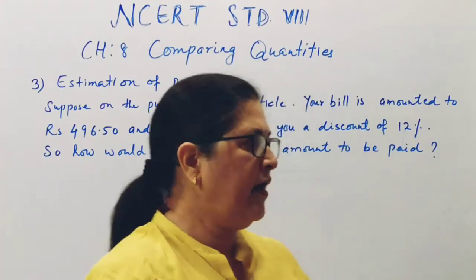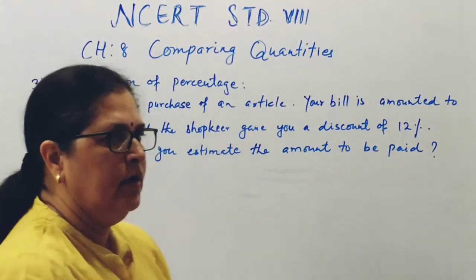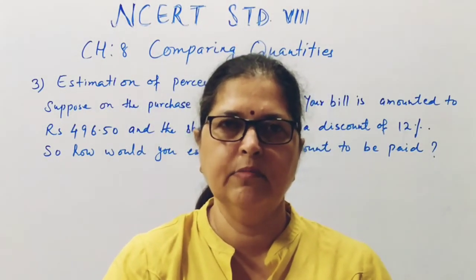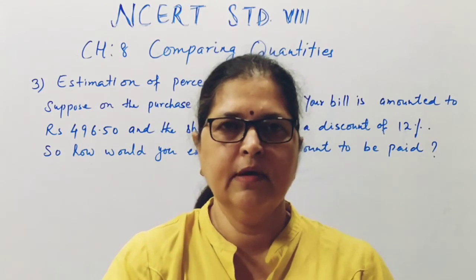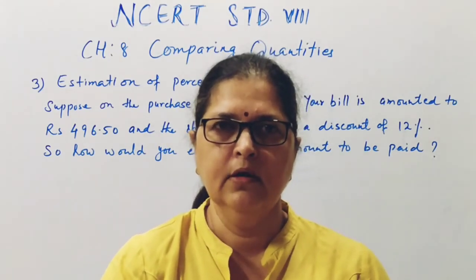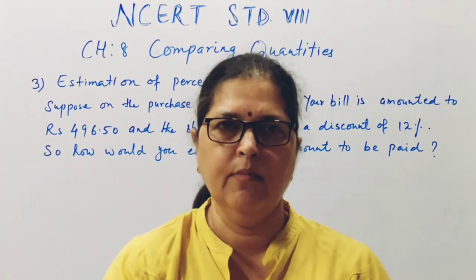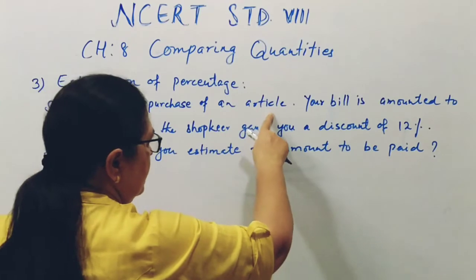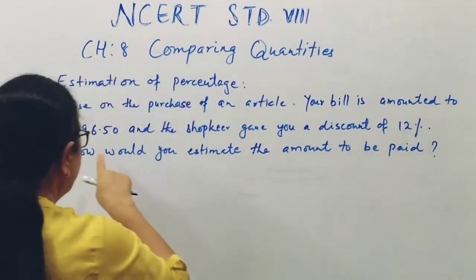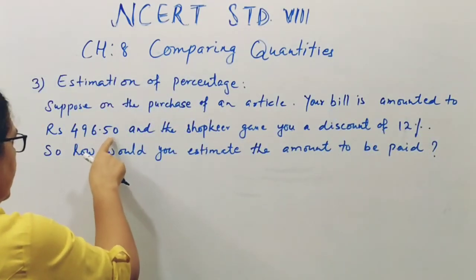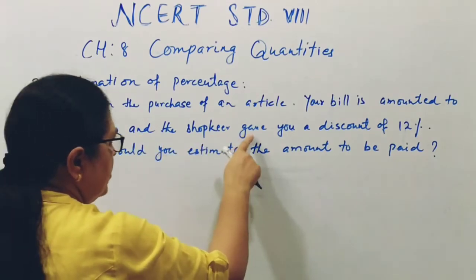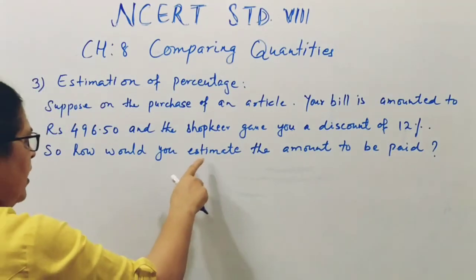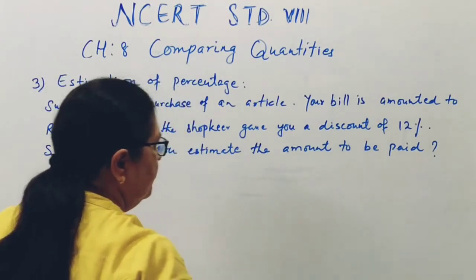Next, number 3, estimation of percentage. It is not always we need paper and pen to find the percentage of some number or some amount. Sometimes we have to estimate the percentage of some number or amount. For example, on the purchase of an article, your bill is amounted to rupees 496.50 and the shopkeeper gave you a discount of 12%. So how would you estimate the amount to be paid?